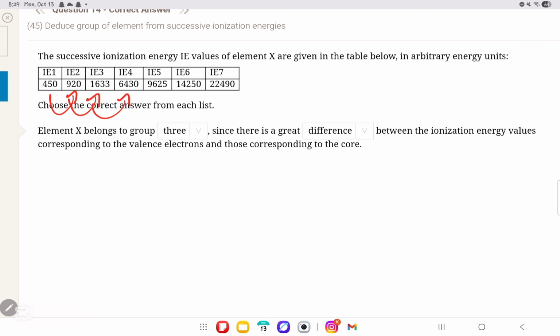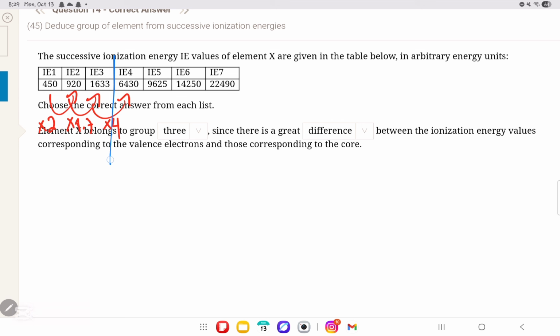So from 450 to 920, that's jumping almost by 2. 1633 divided by 920, that's approximately jumping by 1.7. Now, 6430 divided by 1633, that's jumping by 4. So as you can see, this is a big jump.